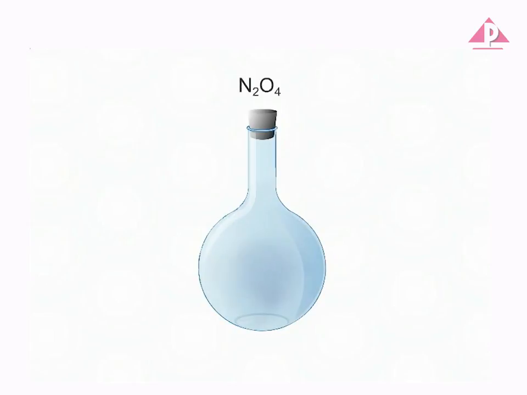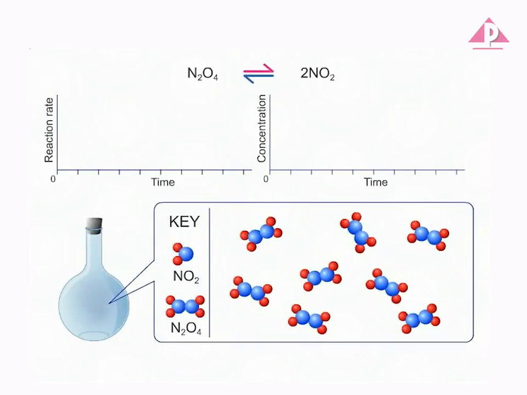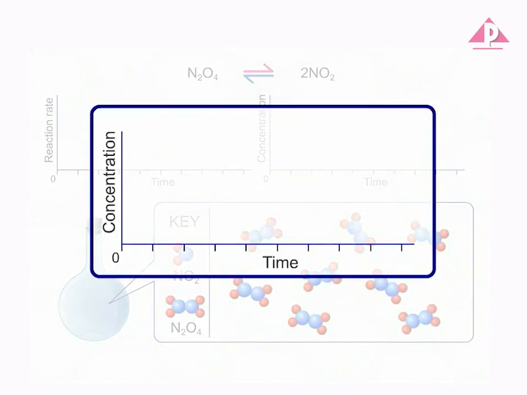When a small amount of dinitrogen tetroxide is introduced into a sealed container kept at 40 degrees Celsius, the liquid immediately vaporizes. Then the forward reaction, decomposition, occurs quickly. This is because the concentration of dinitrogen tetroxide is at its maximum initially.